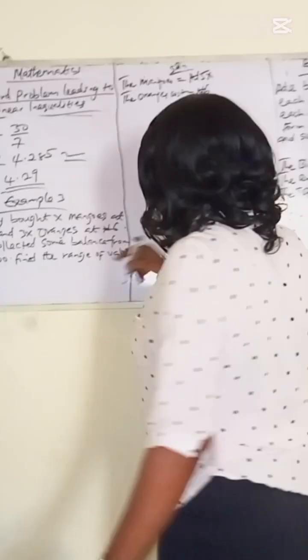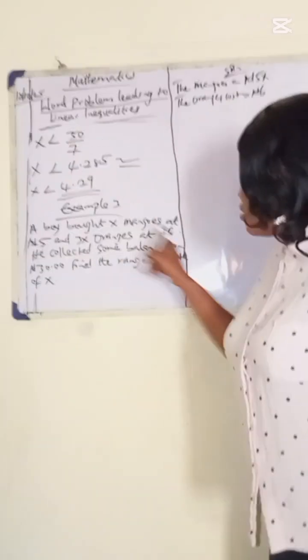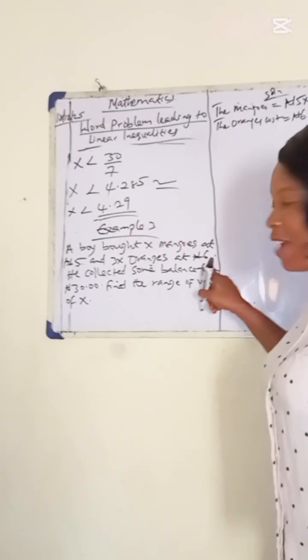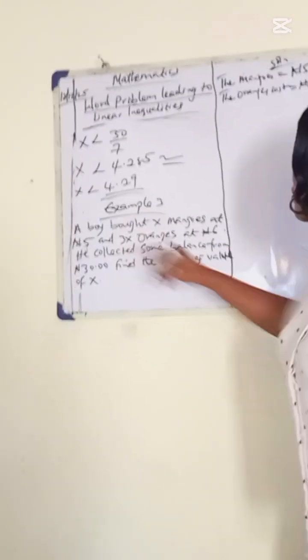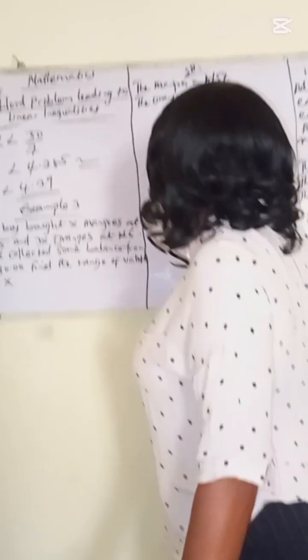Then 3x oranges at 6 naira. So I'm going to write oranges. The orange costs 6 naira, at 6 naira for 3x. So as I said, 3x oranges at 6 naira. Then the other one said x mango at 5 naira. Are you getting it? So now I'm going to put my open bracket.